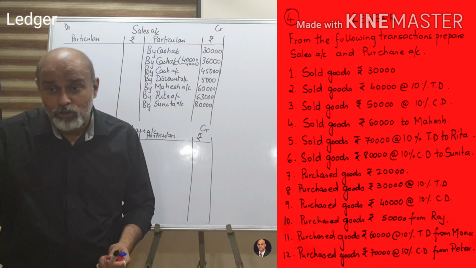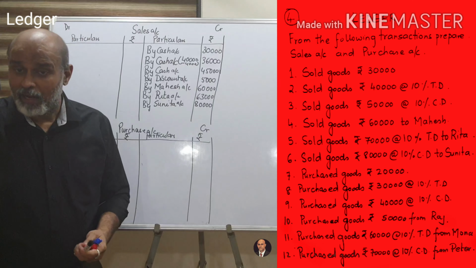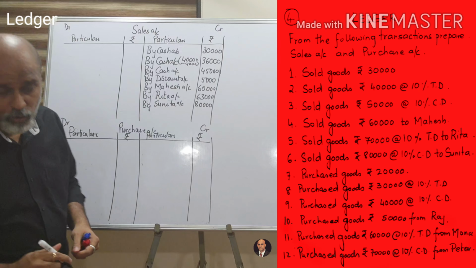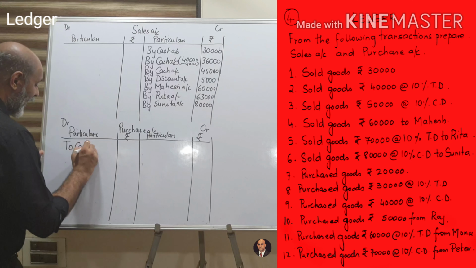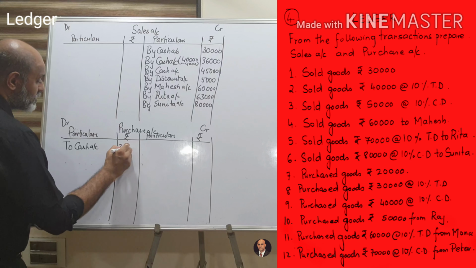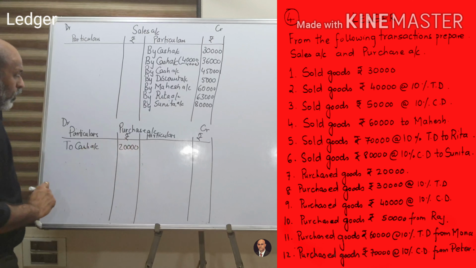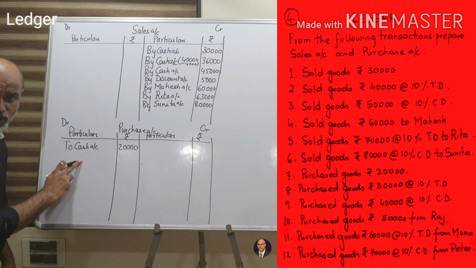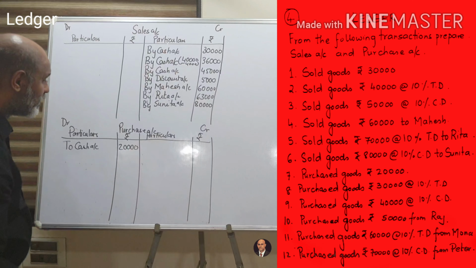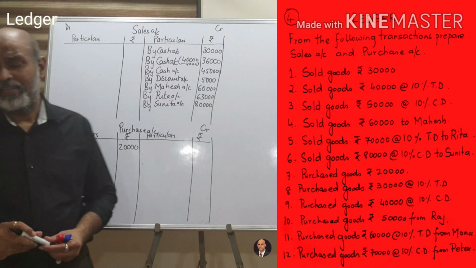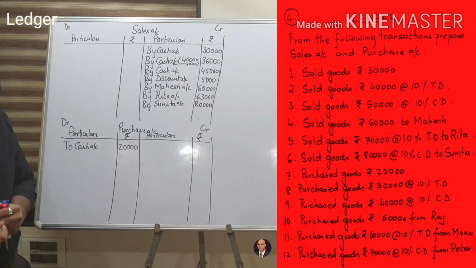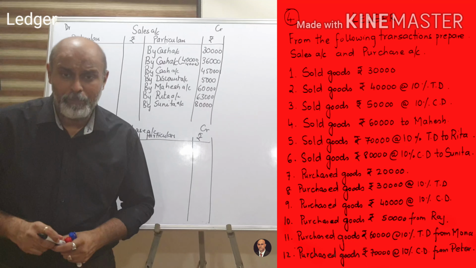I am purchasing goods, money is going out, goods are coming in, so goods is an expense. Okay, so purchase account debit, to cash account 20,000. I would go to the cash account, go to the opposite side of the cash account, and write down by purchase.